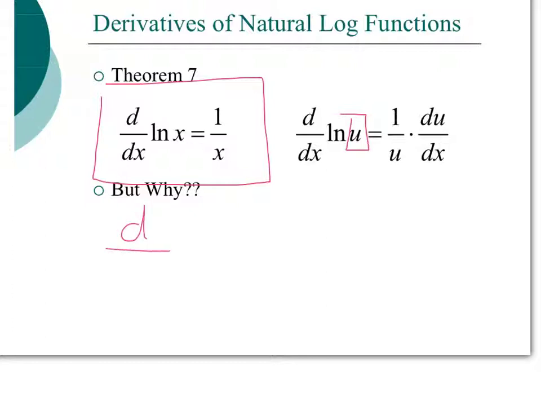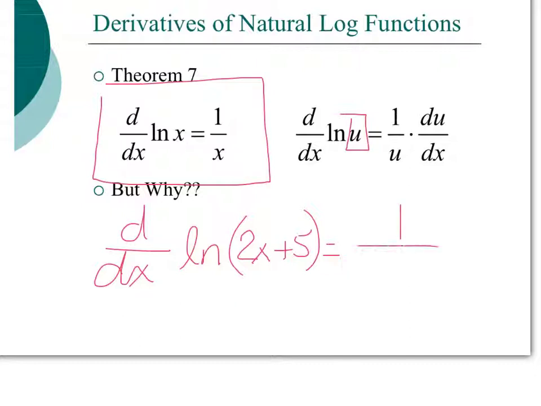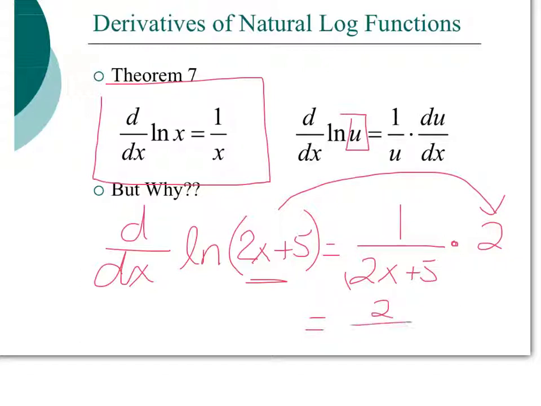So as an example, if I had the derivative of the ln of 2x plus 5, then my derivative would be 1 over exactly what's in here, so that'd be 2x plus 5, times the derivative of that, and the derivative of 2x plus 5 is 2. So you would get 2 over 2x plus 5 as my derivative for that expression.